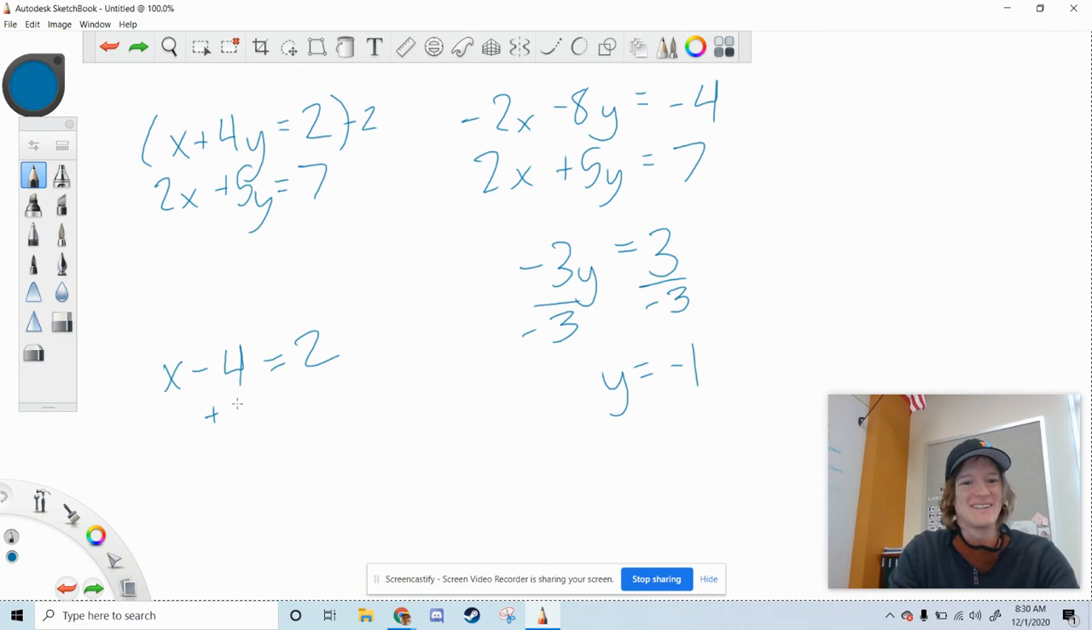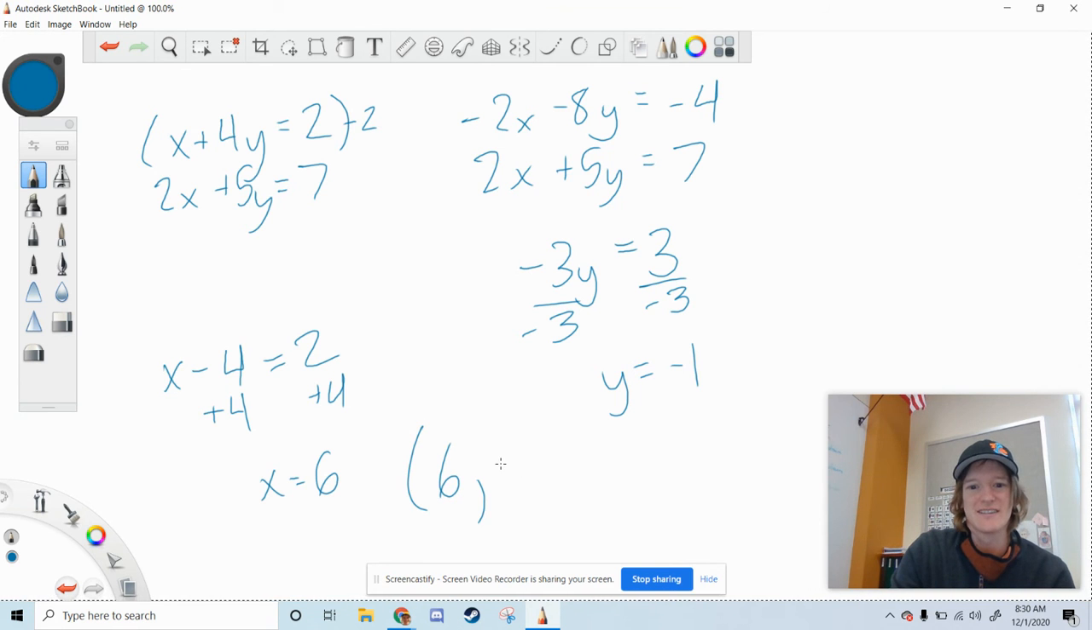Plus 4 to both sides. It was 4 times negative 1, so I wrote minus 4. Plus 4, plus 4, we get x equals 6. 6, negative 1.